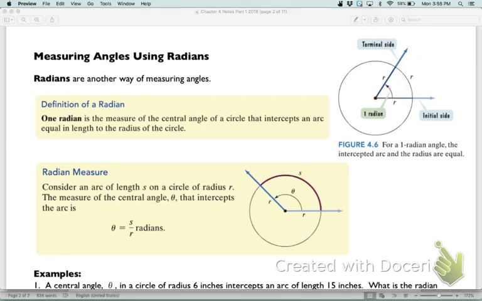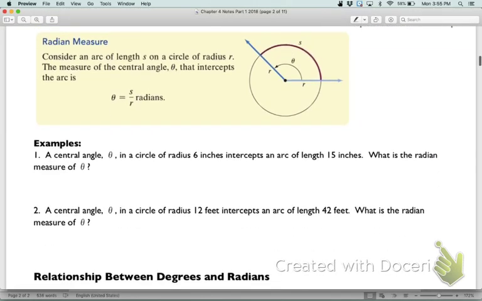So let's look at a couple of examples. This is pretty easy. So number 1 says a central angle theta in a circle of radius 6 inches intercepts an arc of length 15 inches. What is the radian measure of theta? So again, theta is equal to S divided by R. Well, this is your radius, and this is your arc. So the measure of theta is going to be 15 divided by 6, which reduces down to 5/2 radians.